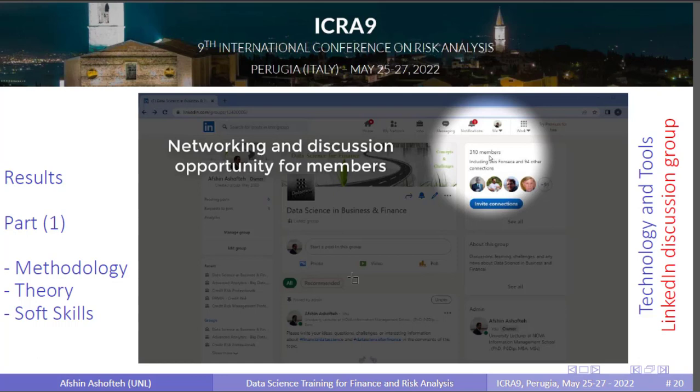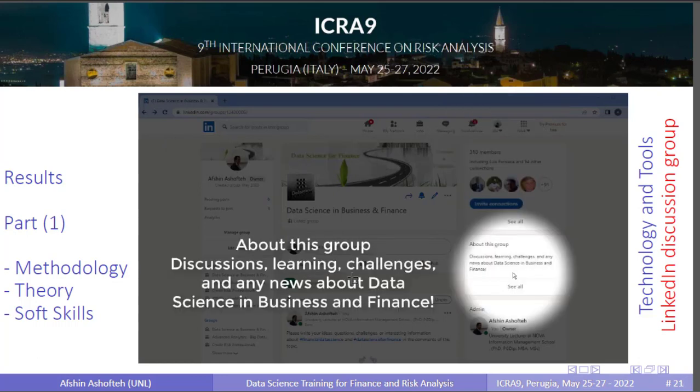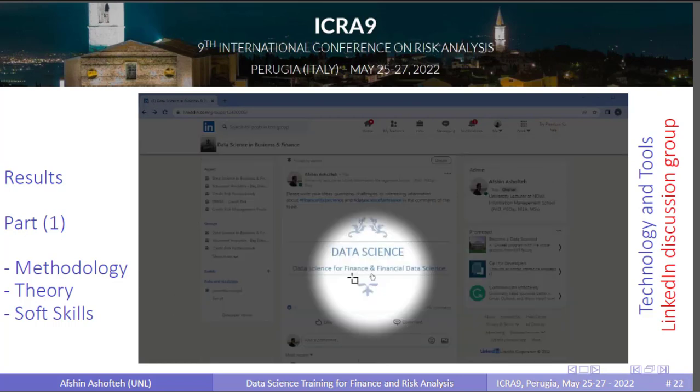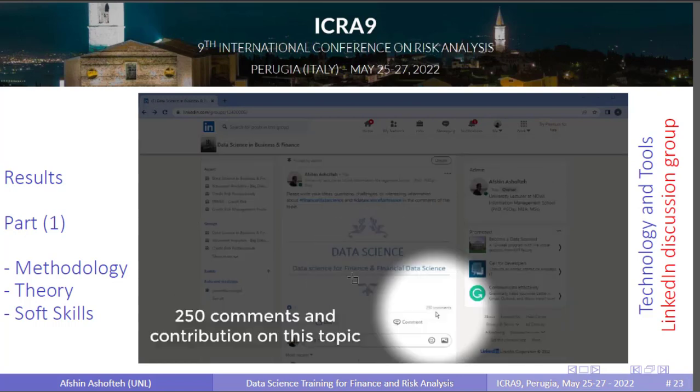Students with their profile could have good networking and could ask their questions to the right people, and it made them motivated to participate in discussion. So the group was successful in making an active learning atmosphere by discussing a lot of new challenges in all parts of that graphical summary of financial data science. For instance, in this topic, which is data science for finance, we had 250 comments, QAs, and discussions among the students.